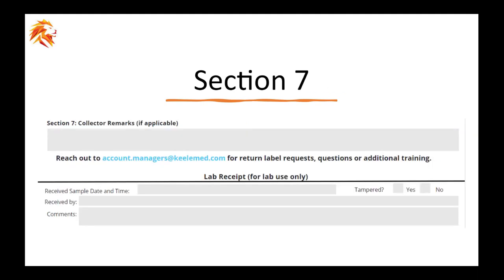Once the collector certifies in Section 6, any additional notes can be added at this time in Section 7, and the administration of the test is complete. The information below the lab receipt line is for use at the lab.